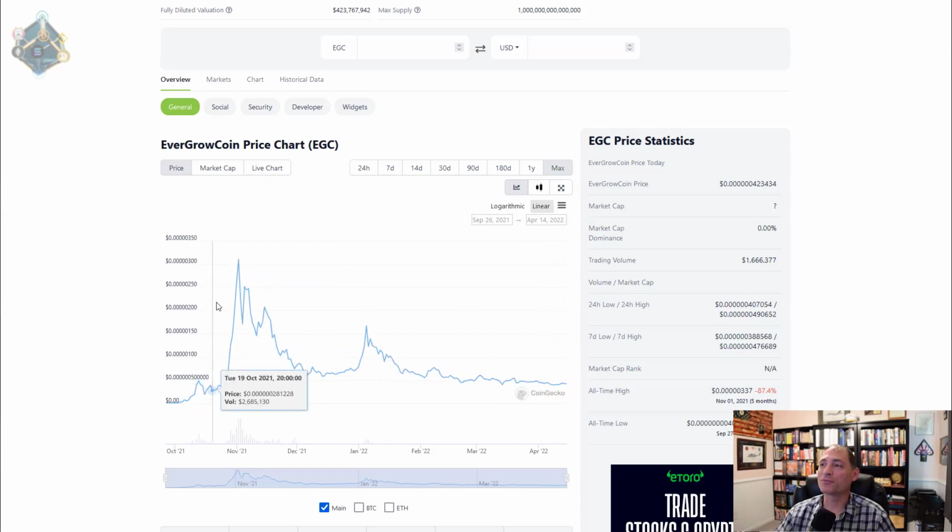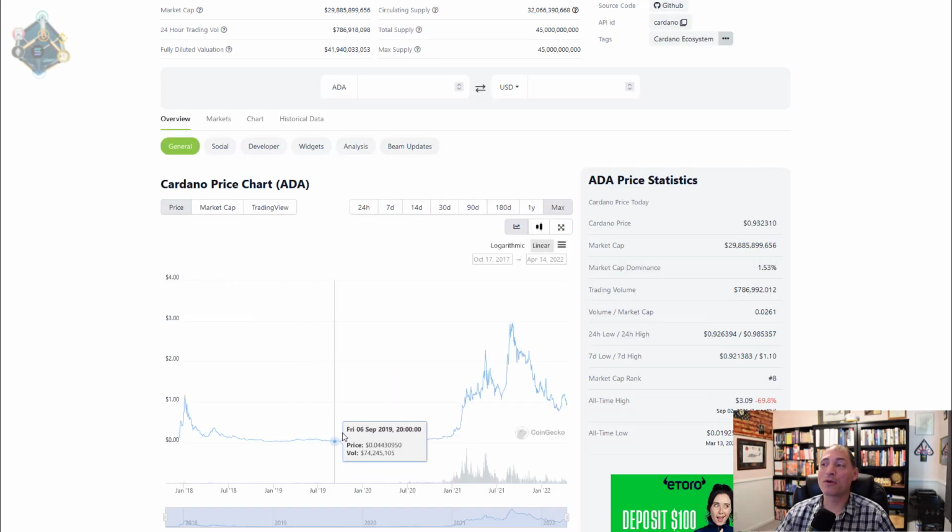So for Evergrow coin specifically, is the other side of this going to be here? Or is it going to be off the charts? Because remember, look at this, this is where we're at right now with Evergrow coin and with a lot of other projects.